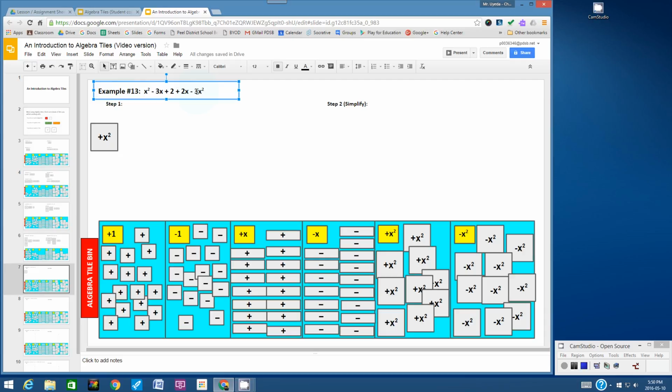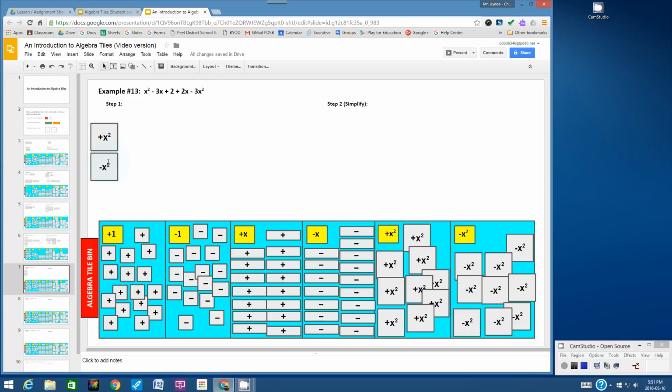So I'm going to grab a negative x squared block or tile, and I don't want to put it here. I want to put it underneath, and hopefully you can figure out why right away. So when I put this underneath, then I can recognize that this positive x squared and this negative x squared create a zero model. So that's why I wanted to put the negative tiles underneath.